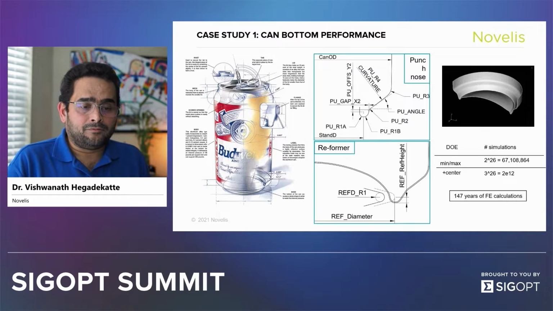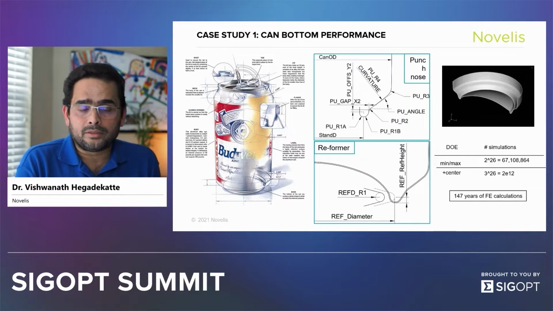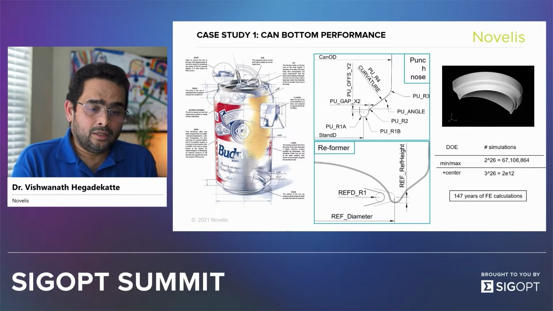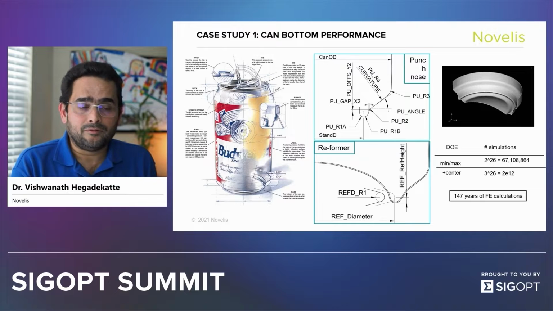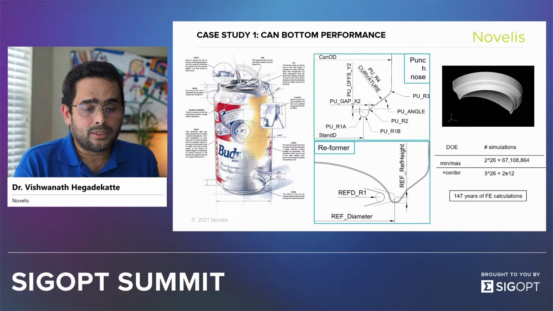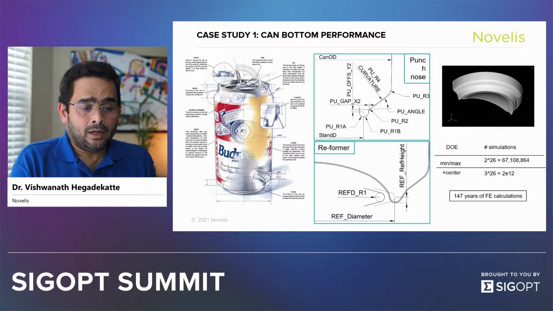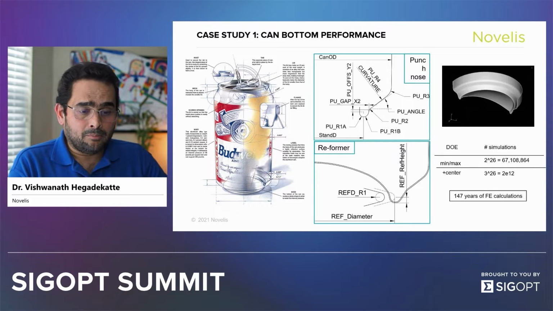Now, the first case study that I wanted to present was on beverage cans. As I said earlier, Novelis is the world's largest producer of flat rolled aluminum sheets. 50% of our revenues come from selling flat rolled aluminum sheets to the beverage can market. And as you can see, the modern beverage can is a highly engineered product.